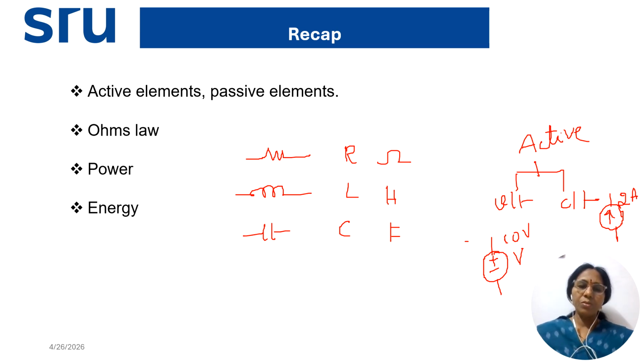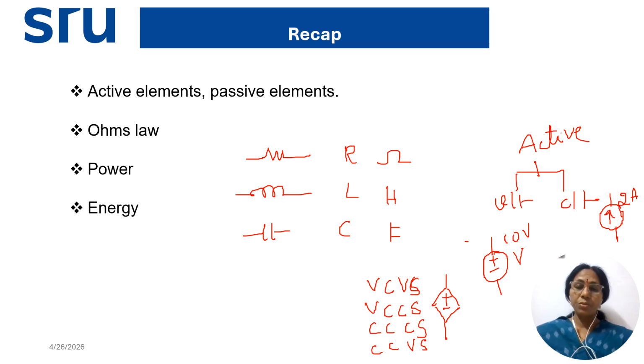If it is a dependent source, the symbol of a dependent source is a rhombus, and there are 4 different types of dependent sources: voltage controlled voltage source, voltage controlled current source, current controlled current source, and current controlled voltage source. If this is a voltage source, we represent it with a plus minus symbol, and if the magnitude of this voltage source depends on another parameter, here it is represented with some number and Ix, like this. It is not ampere, it is Ix.